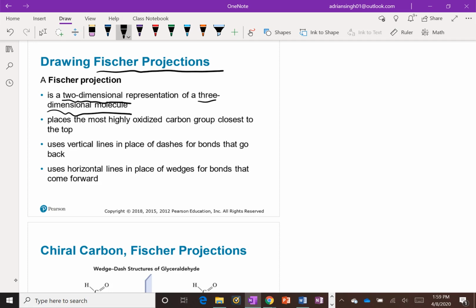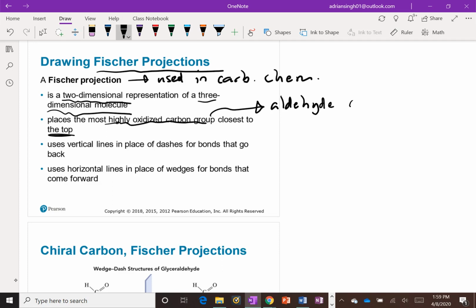And we use it a lot in carbohydrate chemistry. And the idea behind it is actually quite simple. When we draw the structure of a carbohydrate using a Fischer projection, we're going to place the most highly oxidized carbon group closest to the top, right? So really what we mean here is we're going to place the aldehyde or the ketone closest to the top of the molecule.